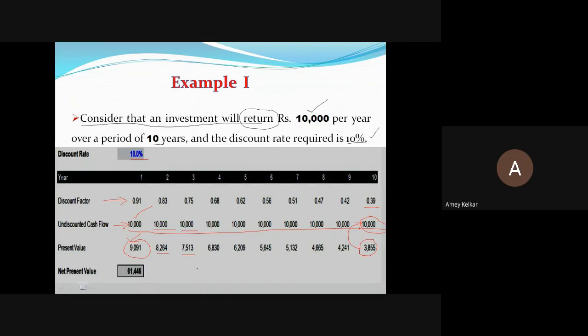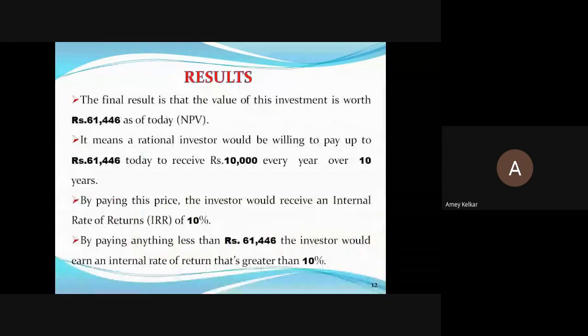So if I calculate the net present value, this is the addition of all these values, I'll get one value, which is 61,446. So in the results, the final result is that the value of the investment is worth 61,446 as of today. It means a rational investor would be willing to pay up to 61,446 today to receive 10,000 every year over a period of 10 years.